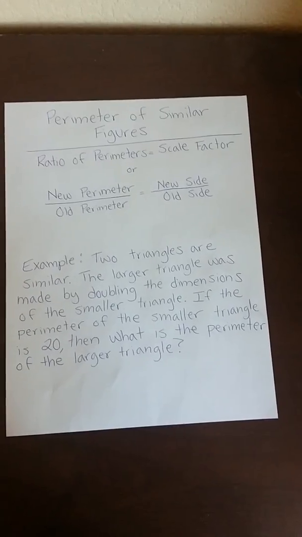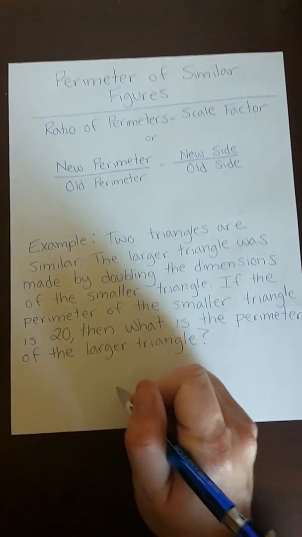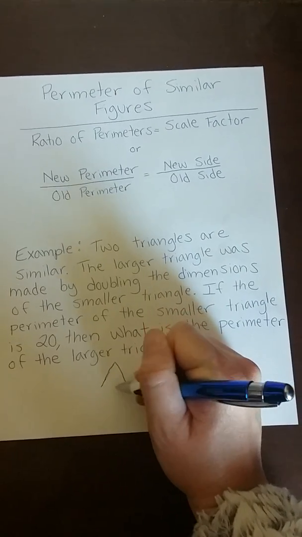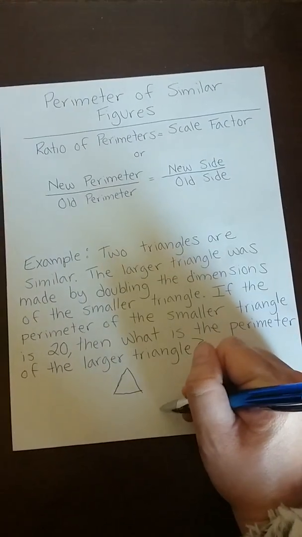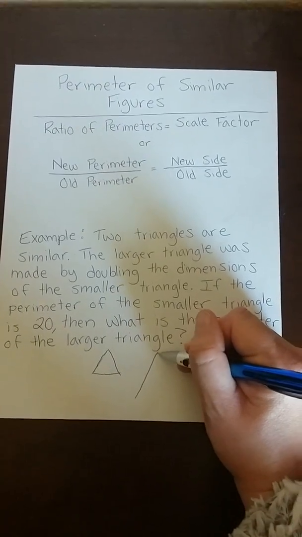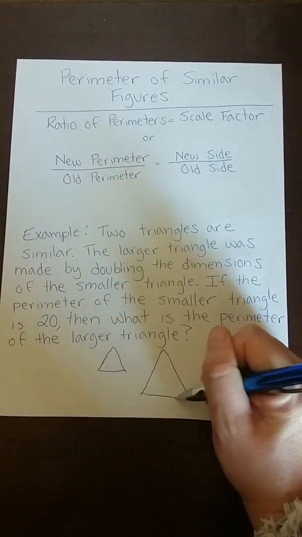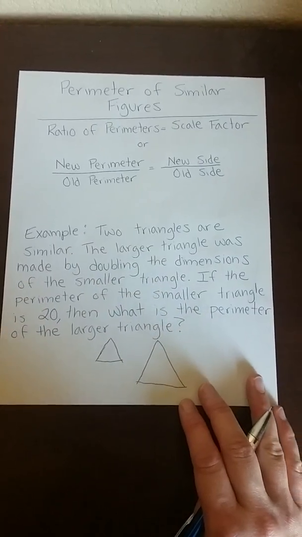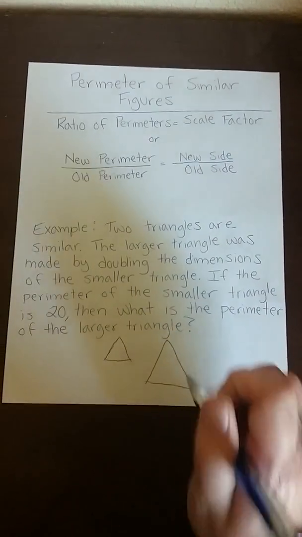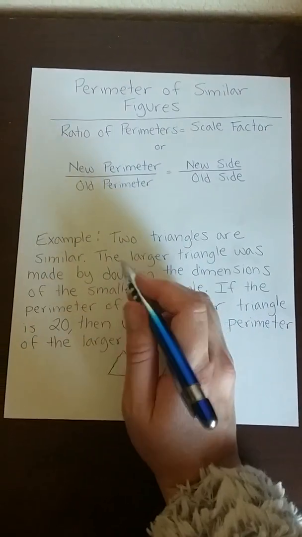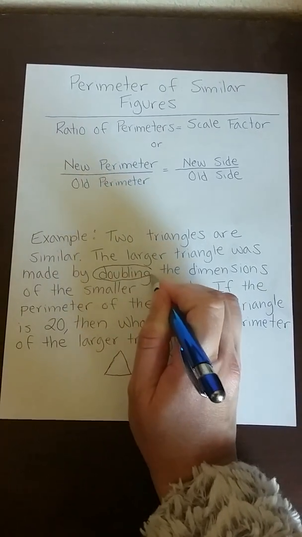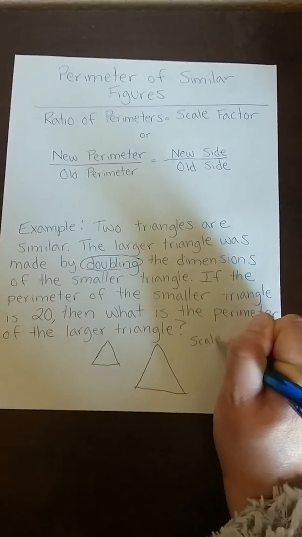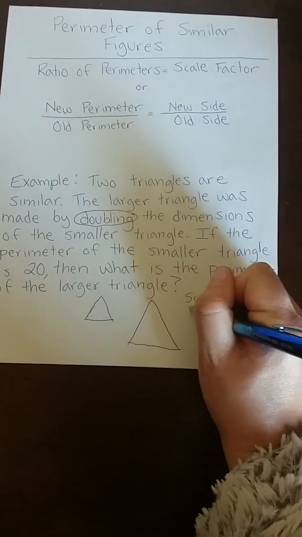Whenever I have word problems like this, I like to draw pictures so I can try to make sense of them. So there's a smaller triangle, and there's a larger triangle. Okay? And the dimensions of the bigger triangle were made by doubling the dimensions of the smaller triangle. That actually tells us our scale factor. That means our scale factor is 2, or 2 over 1. Doubling is a scale factor of 2.